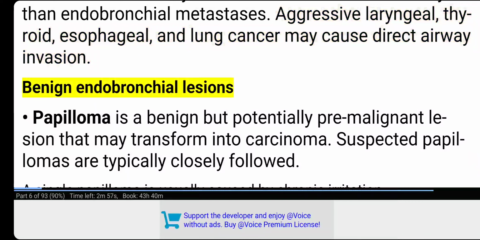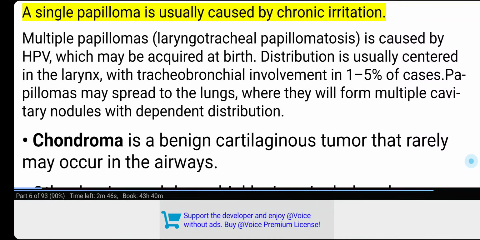Benign endobronchial lesions. Papilloma is a benign but potentially pre-malignant lesion that may transform into carcinoma. Suspected papillomas are typically closely followed. A single papilloma is usually caused by chronic irritation. Multiple papillomas, laryngotracheal papillomatosis, is caused by HPV, which may be acquired at birth.